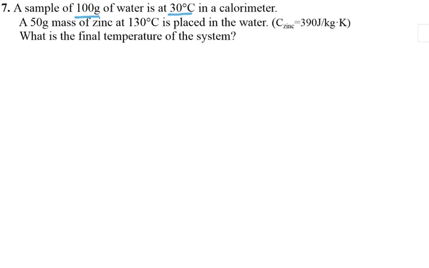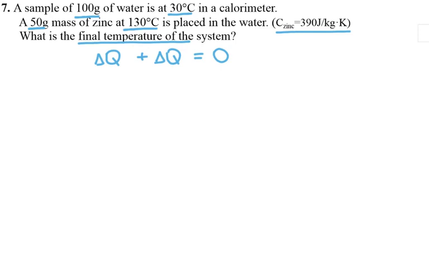And then you have 50 gram mass of zinc, and they give you the temperature of it, which is 130, and they give you the specific heat of zinc. And they want you to find the final temperature or equilibrium temperature. So every time you have these questions where you're looking for equilibrium temperature, you would say the change of the heat in zinc plus the change of the heat in water is going to be equal to 0.